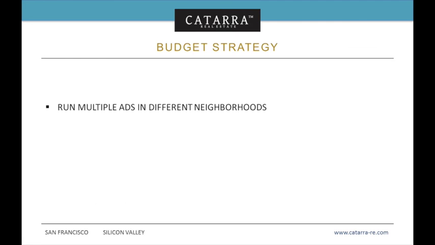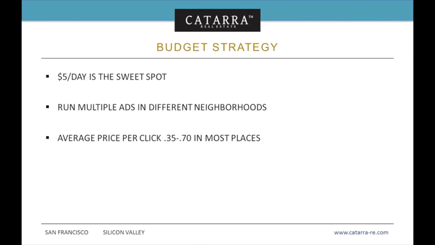Budget strategy, running multiple ads in different neighborhoods. Best way to go. $5 a day is the sweet spot. I've tried it at 10. It does result in generating more leads, but it depends on the size of the market. So if you've got 40,000 people you're going after, that might be worth spending $10 a day on versus a zip code that's only got, say, 10,000. Then in that one, you can get away with 5. So you choose based on the number of potential people you can hit. That's going to get you the best results.